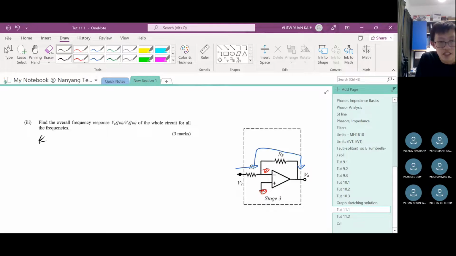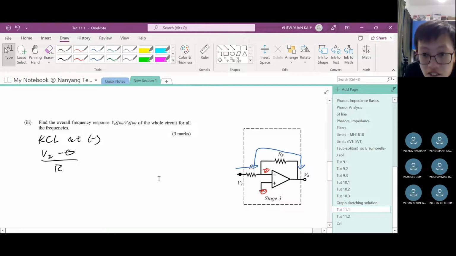KCL at the negative terminal. The current going in starts at V2 and ends at V minus, which is 0. The current going out starts at 0 and ends at V out, right? So the current going in is V2 minus 0 divided by R.